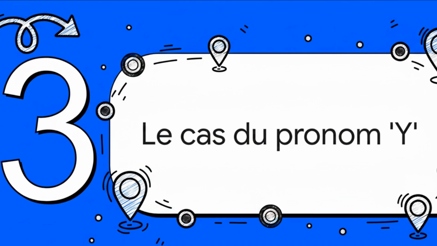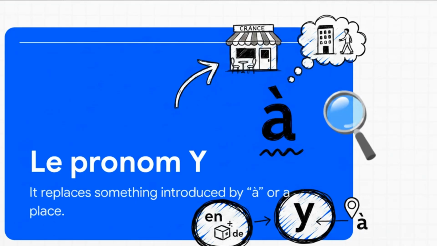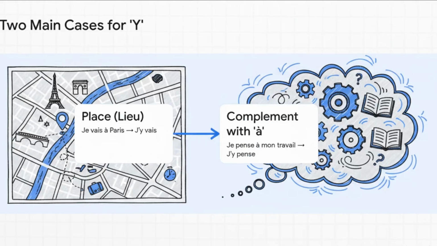Awesome. So now that we've got a handle on that, let's switch gears and look at its partner in crime, the pronoun y. So you know how en had its best friend, the preposition de? Well, y has a partner too, the preposition à. That's the main idea right there. Y is all about replacing either a place or something that's introduced by à. So if en is de, then y is all about à and locations. Let's break that down a bit.